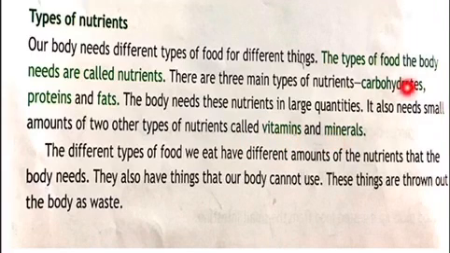Clear, students? Carbohydrates give us energy, proteins help us to grow, and fats keep us warm. But the other 2 types of nutrients, vitamins and minerals, help to fight against diseases. Clear? The different types of food we eat have different amounts of the nutrients that the body needs. They also have things that our body cannot use.